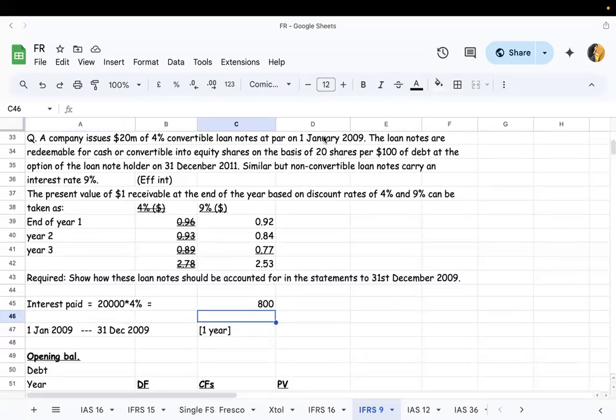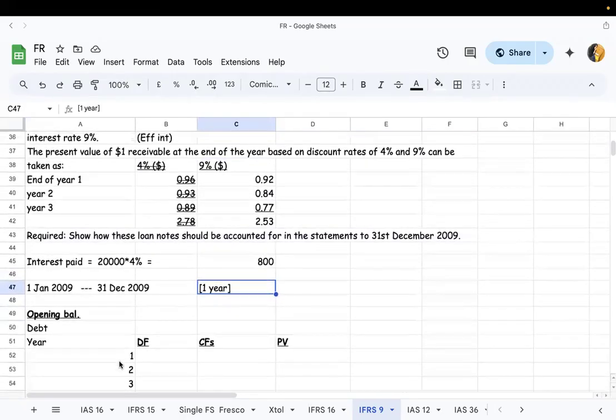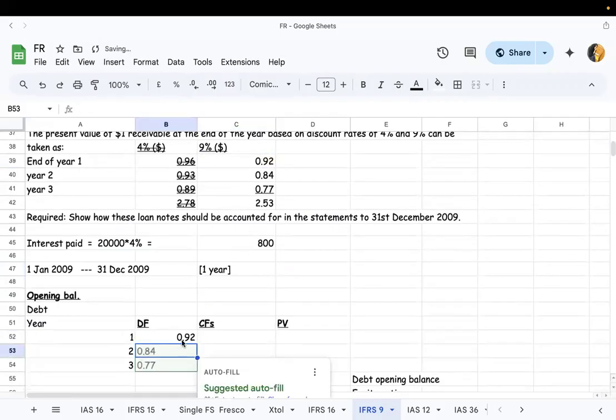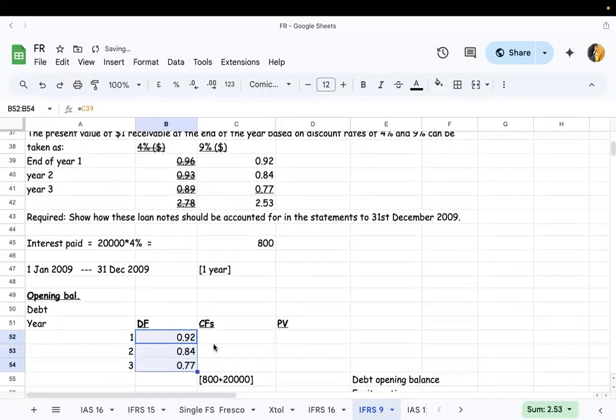The loan note was purchased on 1st January, and the requirement has told you to get the value on 31st December 2009. So what is the duration that you're going to find? 1 year. So you need to find the opening balance of the debt first. What you're going to do, you're going to drag these up, the discounting factors.